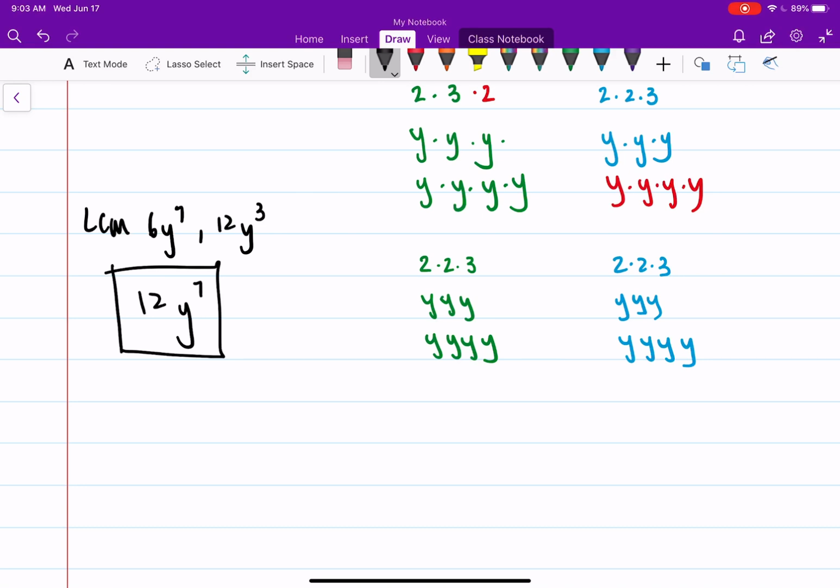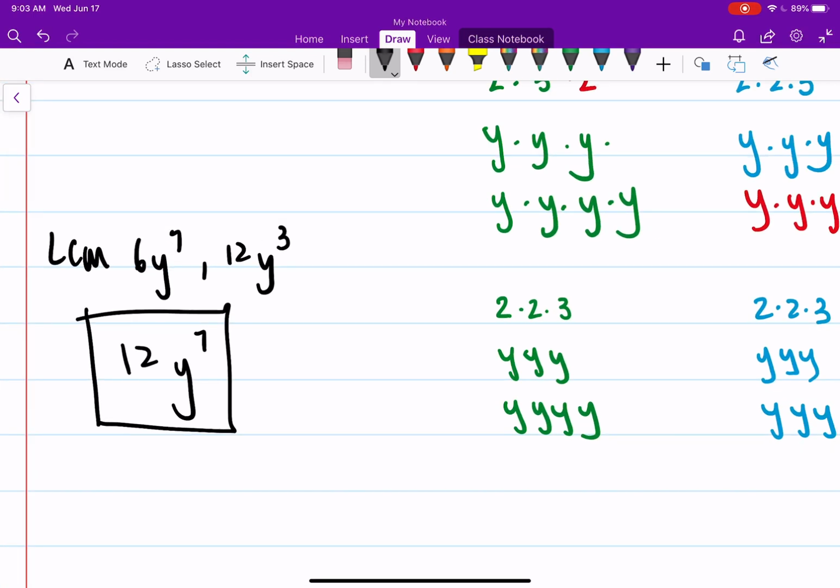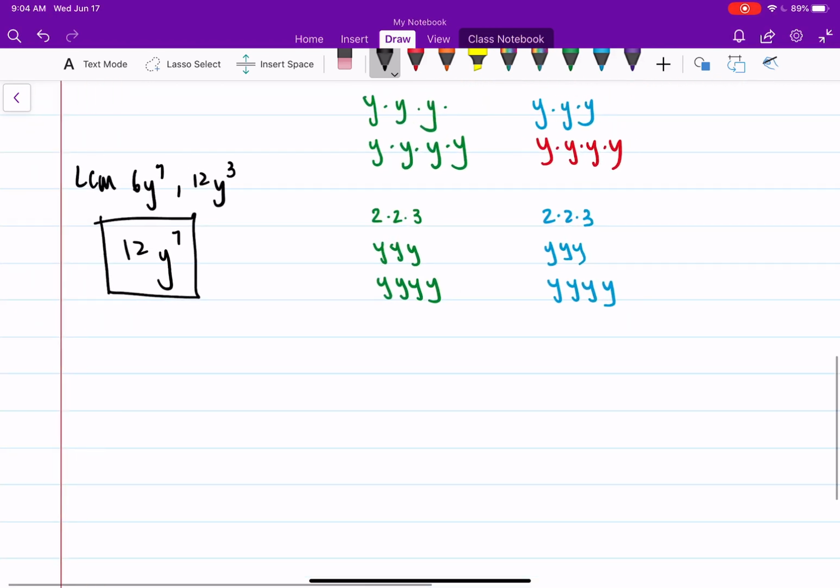Okay, because 2 times 2 times 3 is 12, and then y times y times y times y times y times y times y is y to the 7th. Okay, so if you notice with variables, it's pretty easy because it is really the higher power. Okay, so total opposite of GCF. With GCF, with variables, it is usually the lowest power. Where with LCMs or LCDs, it's the highest power. Okay, because again, you want both bags to be the same, so you're gonna have to add more y's into the ones that have fewer y's to make up for it. So there you go. Okie doke.